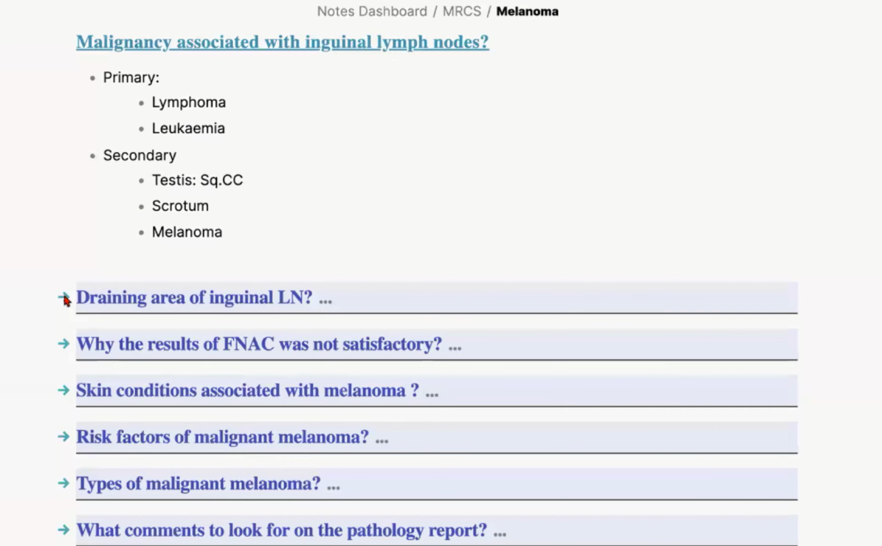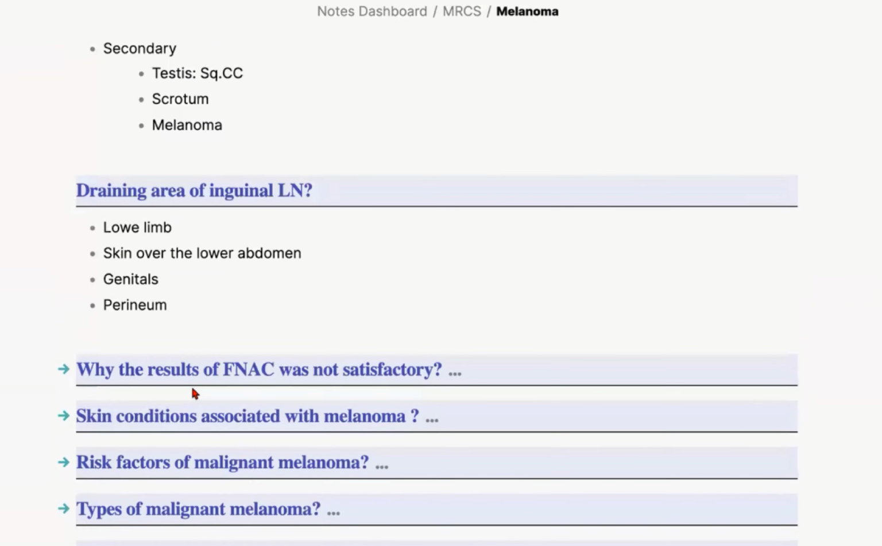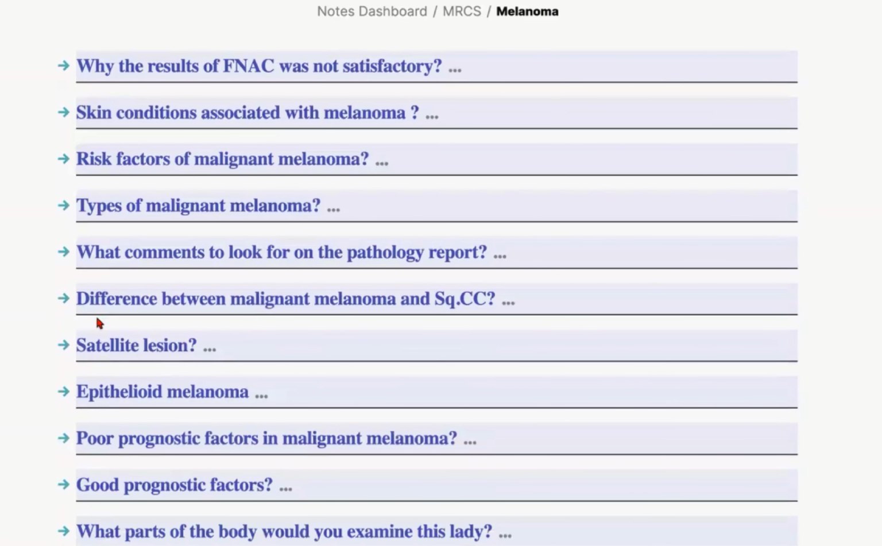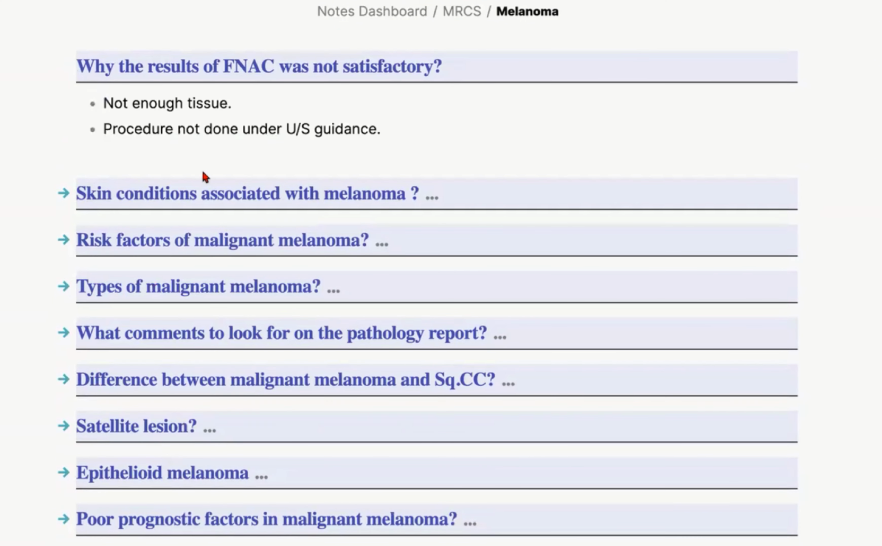And why was the result of fine needle aspiration cytology not satisfactory? Could you think of any reason? Because of inadequate tissue aspirated, and because of lack of ultrasonography guide. Skin condition that could be associated with melanoma? Skin condition, sure. What are the risk factors of malignant melanoma? Risk factor of malignant melanoma is previous history of melanoma, sun-exposed area, I think, and scientists.